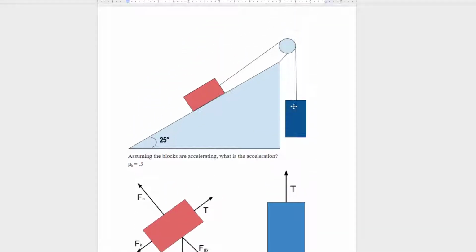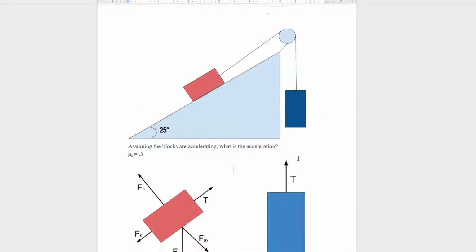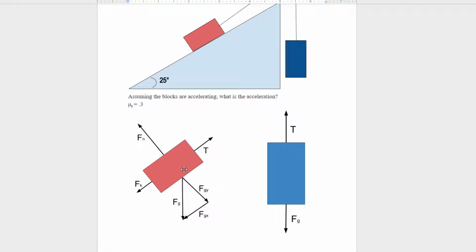Alright guys, today we're going to solve this Atwood machine problem. We're going to assume the blocks are already accelerating, which means they're moving, so we can use the coefficient of kinetic friction, which is given to us to be 0.3. So the first step in any Atwood machine problem is to draw free body diagrams of both objects. As you can see here, they're already drawn, but I'm going to go through them and explain.